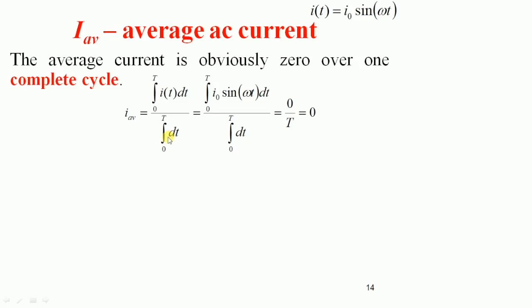So integration dt is t, and upper limit minus lower limit will yield capital T. Now integration 0 to capital T, I0 sine omega t is 0, and obviously the average current is 0.